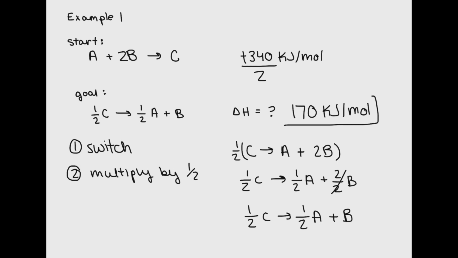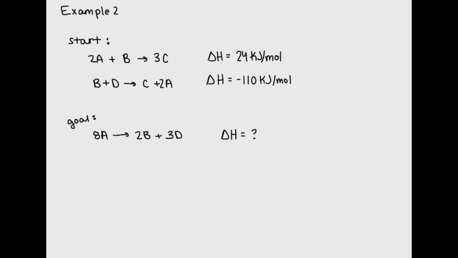Now let's try another example that's a little bit more tricky. Now instead of one reaction, we have two reactions with known enthalpies and one unknown. There are a couple things to notice when you begin this reaction. First, D in the second equation has moved from one side to the other. This means that the second equation needs to be flipped.